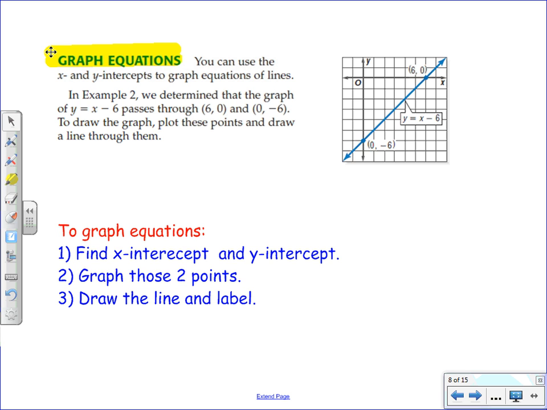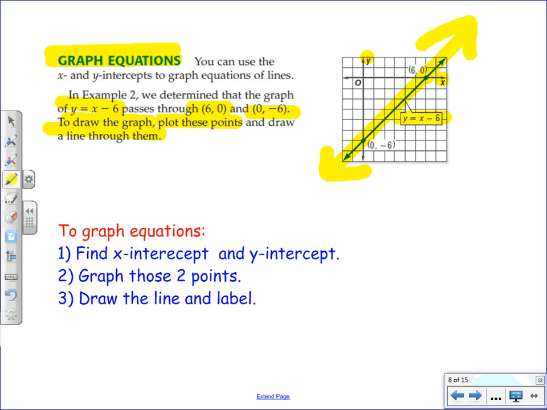We just did example number 2, and we found out that when we have the equation y equals x minus 6, it passes through (6, 0) and (0, negative 6). Well, we can draw a graph, plot the points, and draw a line to connect them. Let's look over here, and we see that we plotted (6, 0) where it crosses the x-axis, and (0, negative 6) where it crosses the y-axis. And then we draw a line to connect the 2 points. And that is the line for this equation, y equals x minus 6.